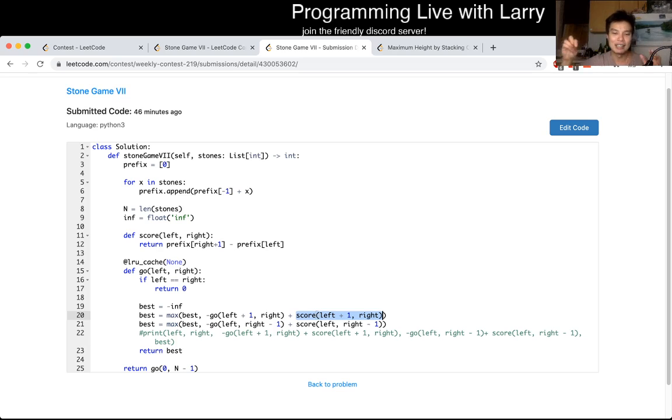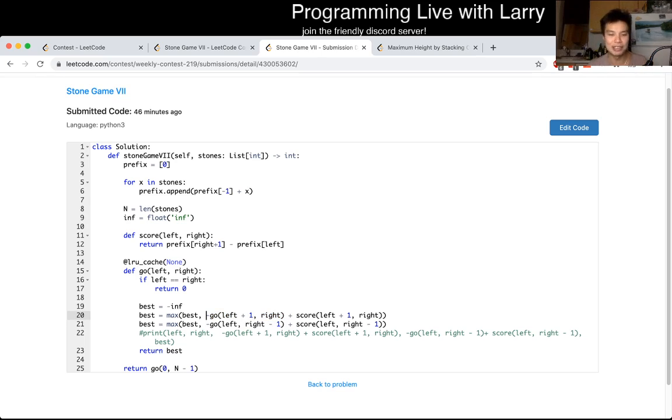But in any case, so what happens when you remove the left stone, right? Well, the score that you get is just the sum between left plus 1 to right, which is what we have here. And then we recursively subtract it from the score because that's the score that Bob, your opponent, is going to get. And that's the negative score because we want to subtract it. I should have written it the other way, but you still get the idea.